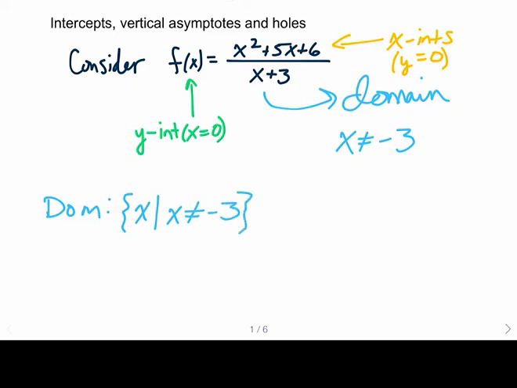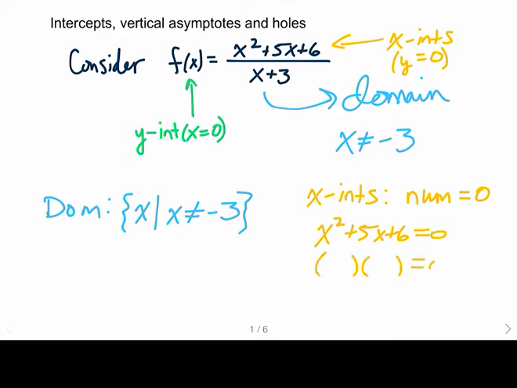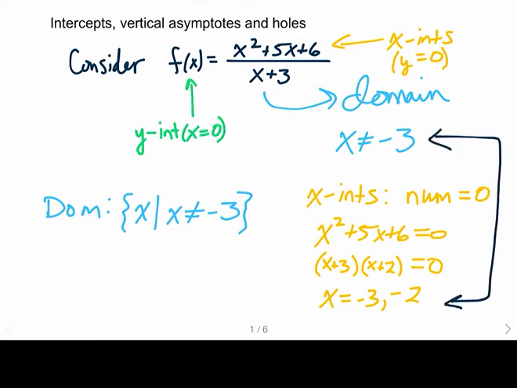In trying to find the x-intercepts, I want to find the values that make the numerator equal to 0. And so I'm going to set x squared plus 5x plus 6 equal to 0. Since this is easily factored, we're going to go ahead and factor this. We get x plus 3 times x plus 2 is equal to 0, so x equals negative 3 or negative 2. We immediately have a contradiction. x equals negative 3 is not in the domain. But then I have supposedly an x-intercept at x equals negative 3. It's actually going to be the case that we don't consider intercepts before we reduce the rational expression.